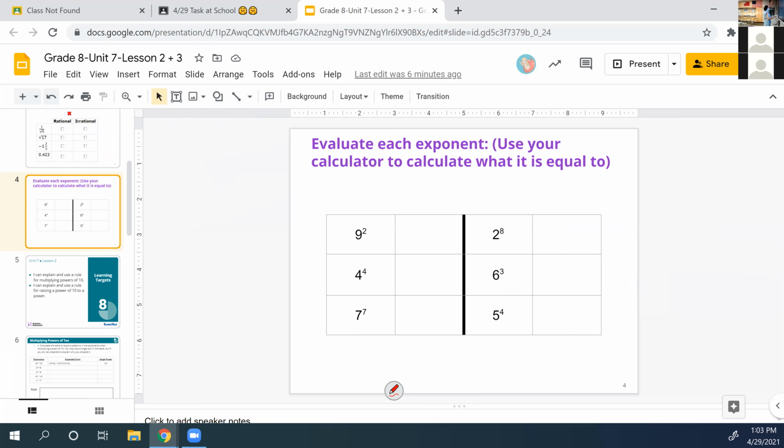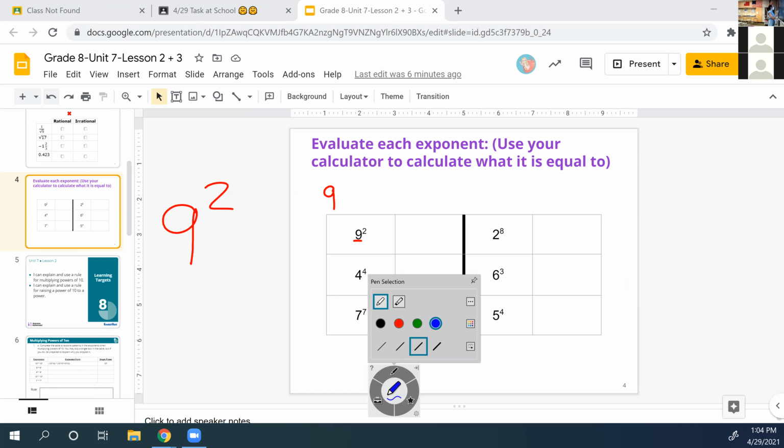I want you to take 2 minutes right now to evaluate, or tell me what each one of these is equal to. This one is like saying multiplying 9 how many times? We're not multiplying. We did this yesterday in class, guys. Remember, we have the base and we have the exponent. The base is the number that you're multiplying. The exponent tells you how many times.